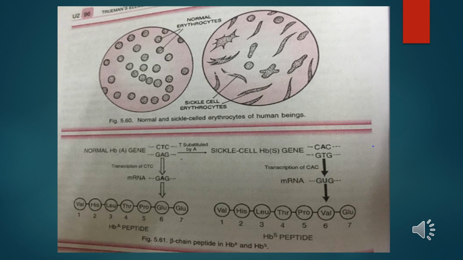What I want to say here is that with the change of only a single base pair, at the 6th position the glutamic acid present changes into valine, and the shape of the hemoglobin RBC changes from the biconcave oval shape into a sickle shape.